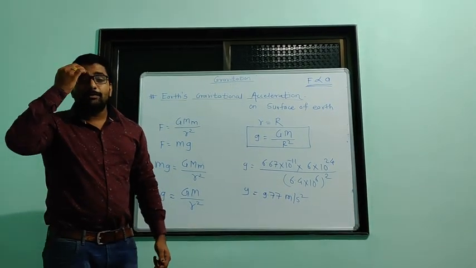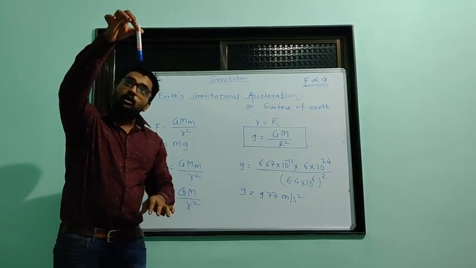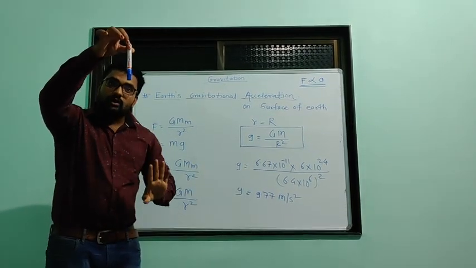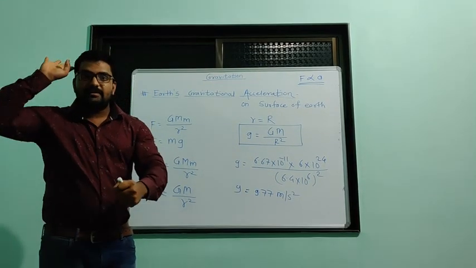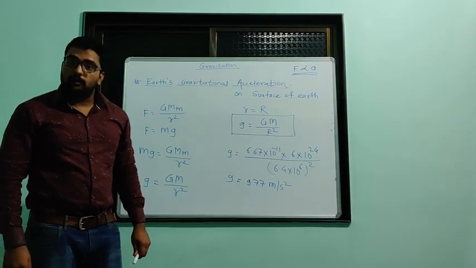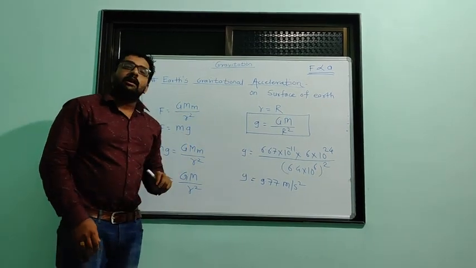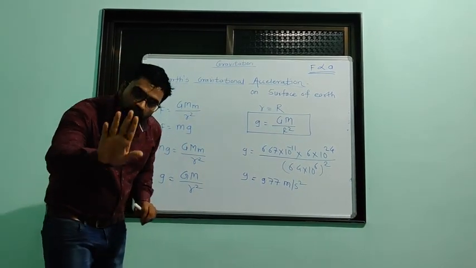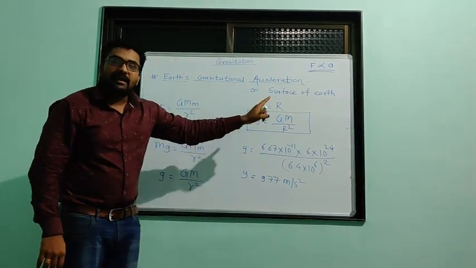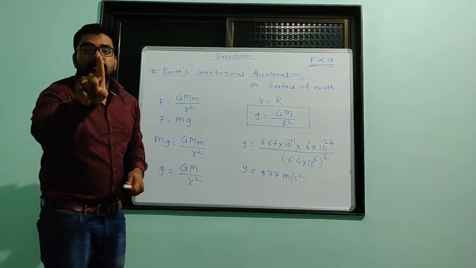Initially this object is in a steady state, meaning velocity is 0, but as I remove my hand, acceleration is produced and its velocity goes on changing. So acceleration is produced in this object due to the Earth's gravitational force. That is called the Earth's gravitational acceleration: acceleration produced in an object due to the Earth's gravitational force.